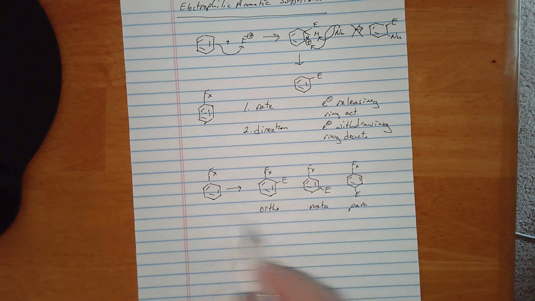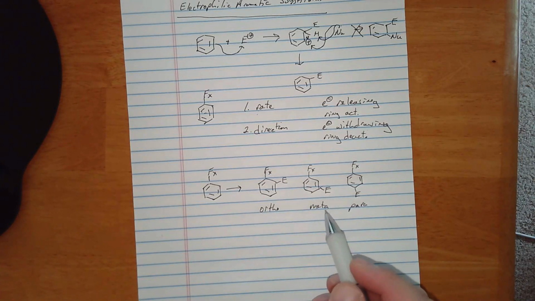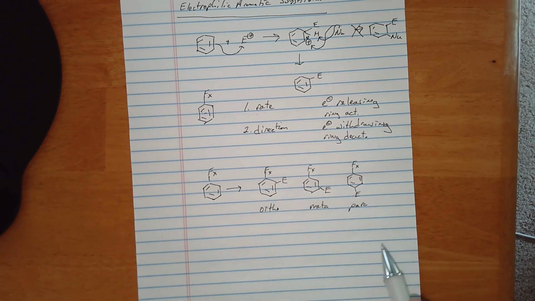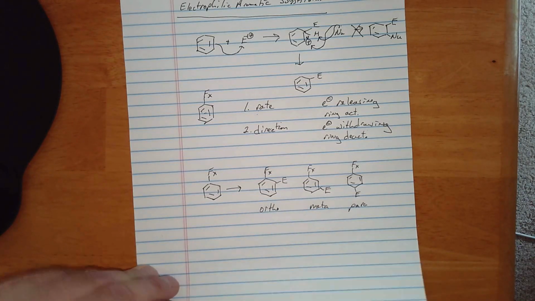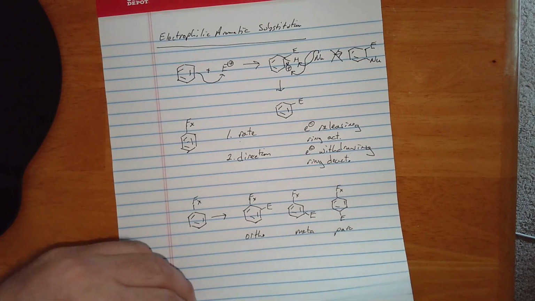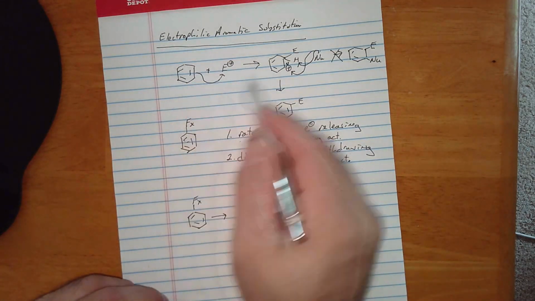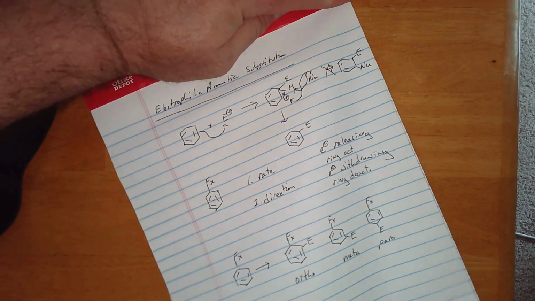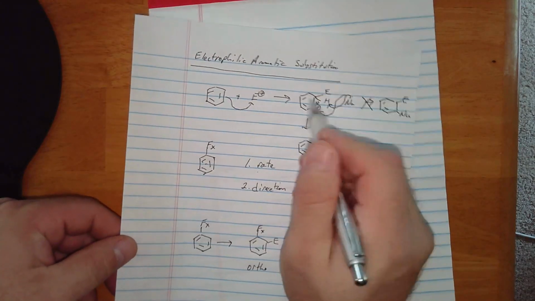Now, unfortunately, answering this, trying to figure out why we would get one particular isomer over the other, is a little bit more involved than trying to determine why it's a ring activator or a ring deactivator. So the first thing that we have to do is look at this carbocation intermediate a little bit more closely.